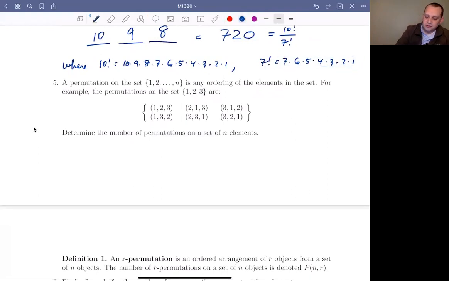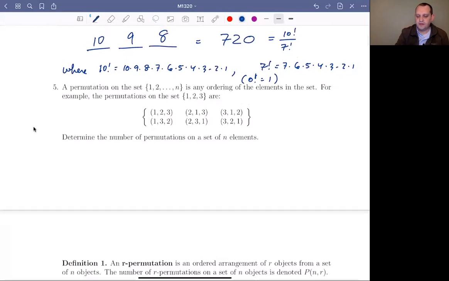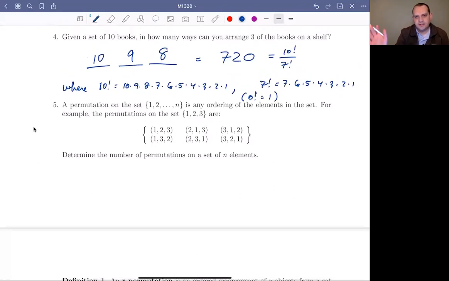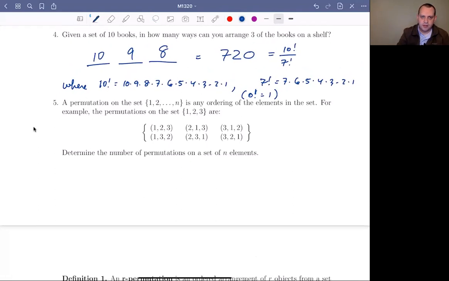By convention, 0 factorial is defined to be 1. 0 factorial doesn't mean anything necessarily by itself, but just so that everything works out nicely, we want 0 factorial to be 1. All right. So you can think of this as 10 factorial over 7 factorial. I think that that's a slightly more natural way to think about this rather than doing this process every time.